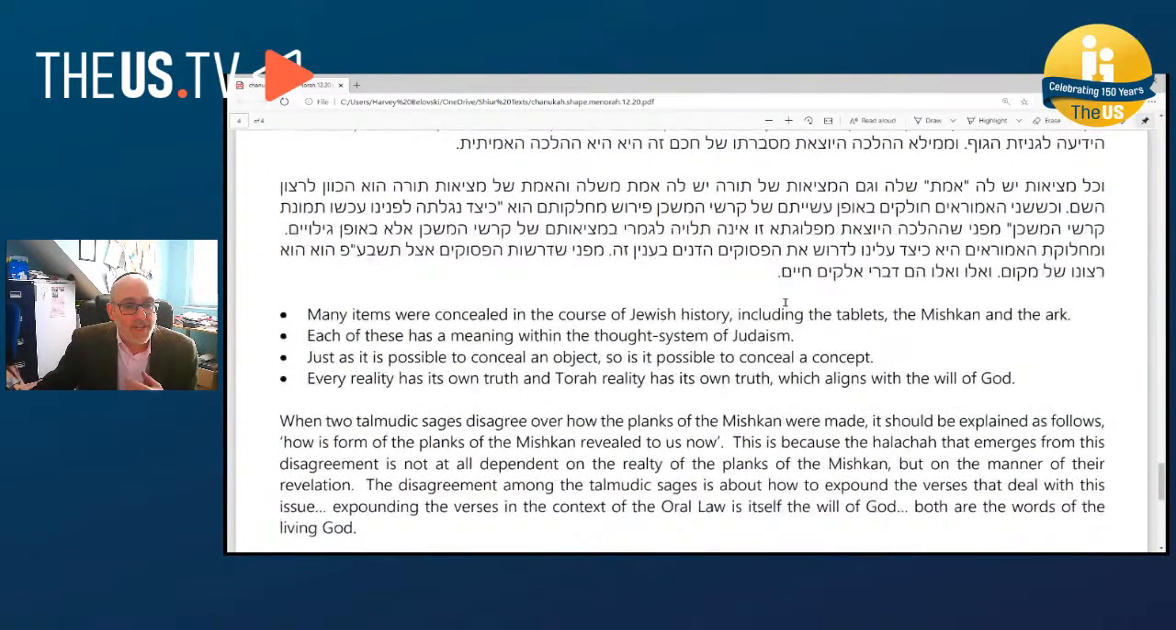and I put a little bit of a translation here at the bottom. I've translated the last bit quite more fully. When two Talmudic sages disagree over how the planks of the Mishkan were made, that disagreement should be explained as follows.